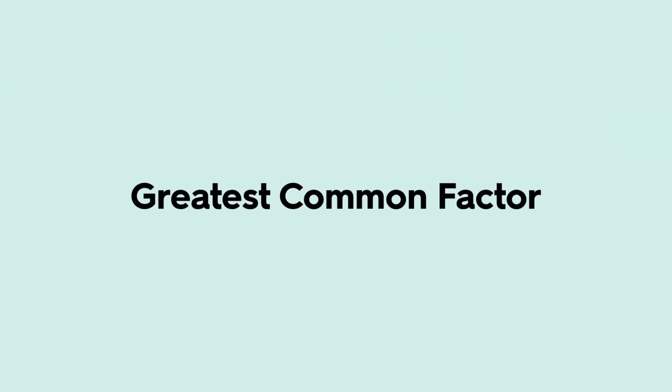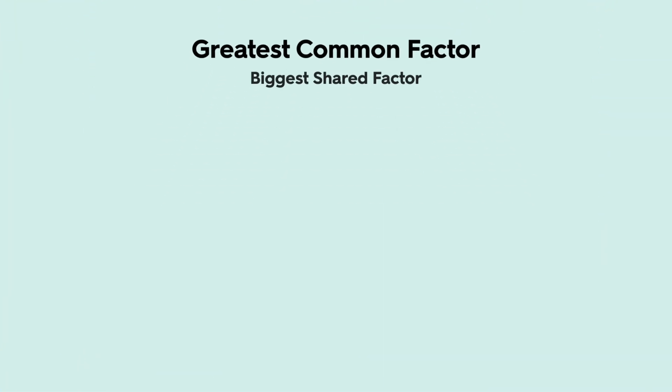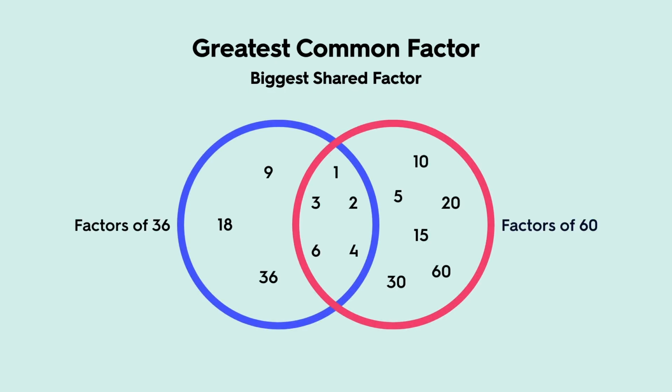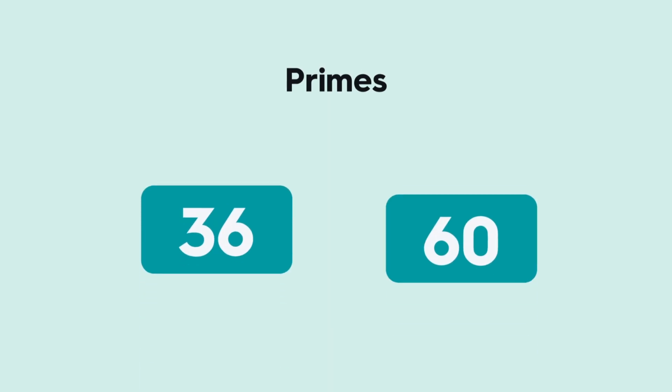Now that we know factors, let's talk about the greatest common factor, or GCF. It's the biggest number that divides both numbers exactly. Visually, it's the largest value sitting in the overlap of their factor lists. Let's try 36 and 60.